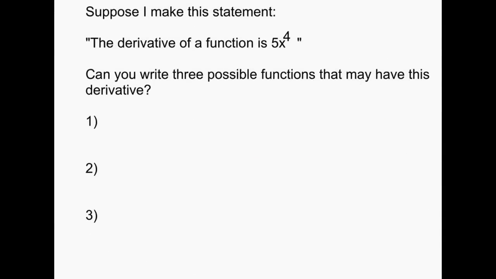Okay, I want you to think about this for a second, and I will pause so that you have the opportunity to think before I write. Suppose I make this statement: the derivative of a function is 5x to the fourth. Can you write 3 possible functions that may have this derivative? I'm going to pause here for about 15 seconds and let you think about this.